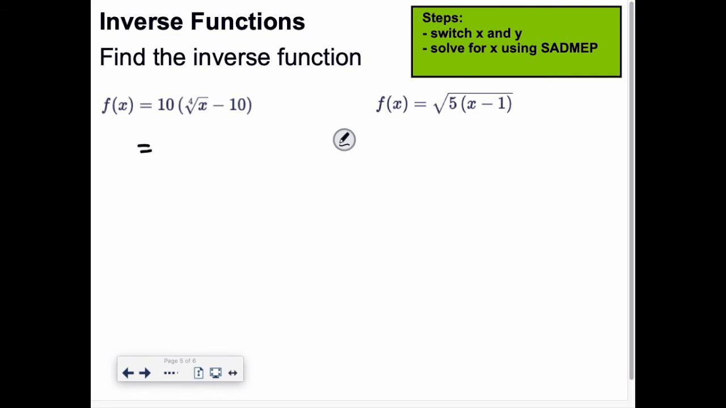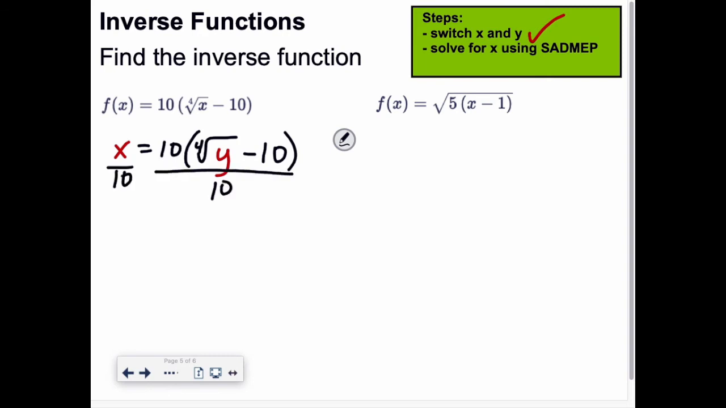So, first step, I'm going to flip my x and my y. Cool. My second step, I need to solve. Oh, I forgot that. And we're going to work our way from the outside in. First, I'm going to divide by 10 on both sides. Then I'm going to add 10 to both sides.